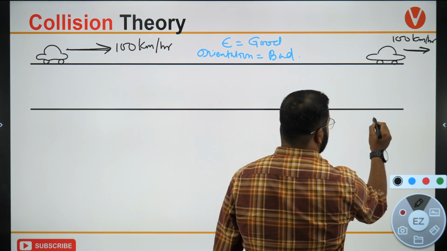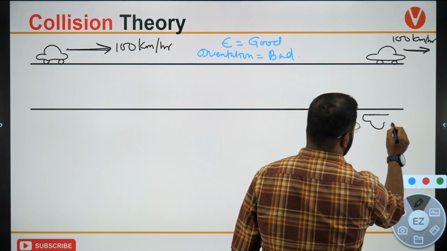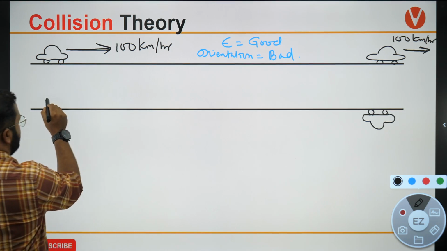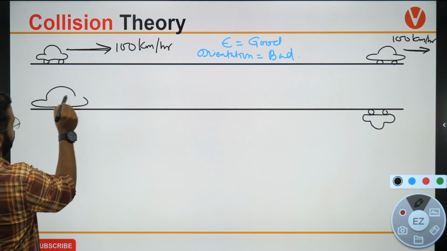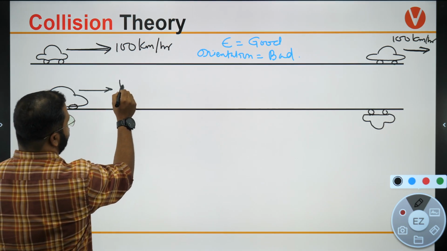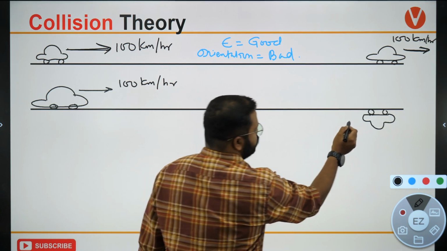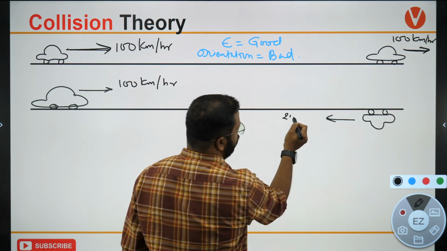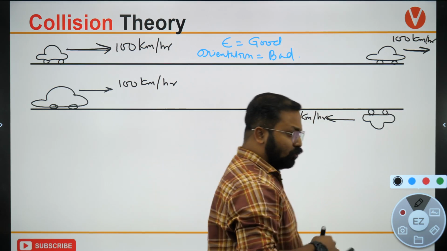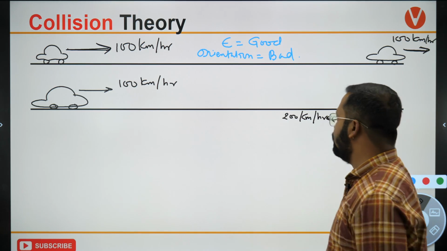There's a car moving on this side of the road. There's a car which is present on this side of the road. This is moving at a speed of 100 km per hour, and this is moving at a speed of about 200 km per hour. Both are moving with very, very high velocities.